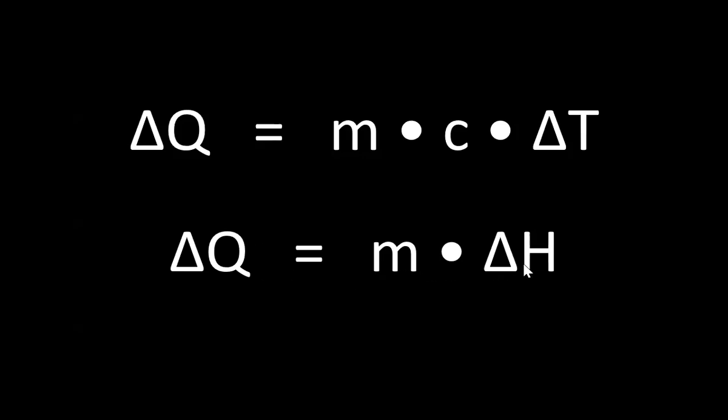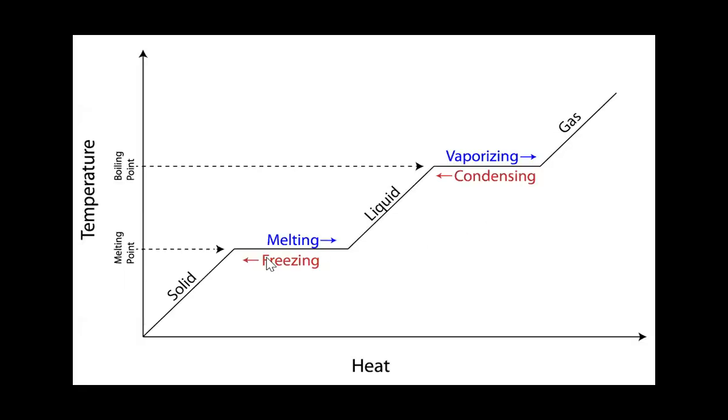But maybe I'm more interested in how long that flat line is, and that's what this delta H is. So that could be basically the length of this melting line or the length of this boiling line. Okay, you guys got that?